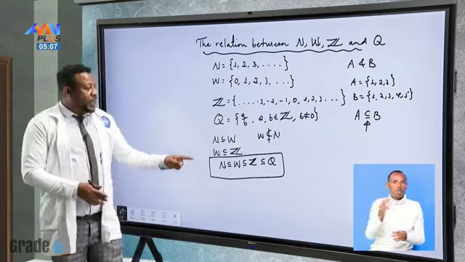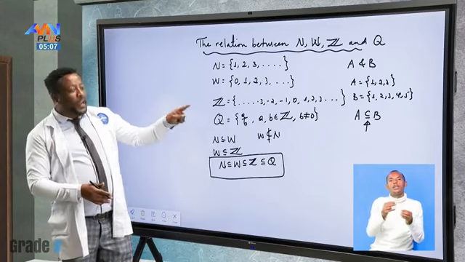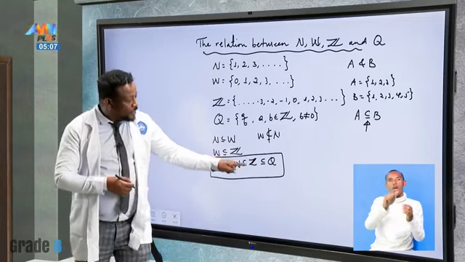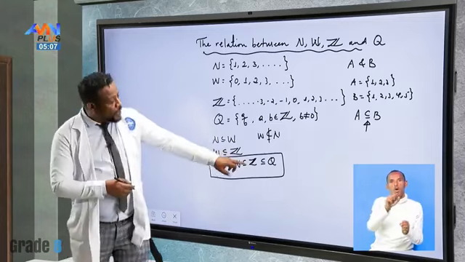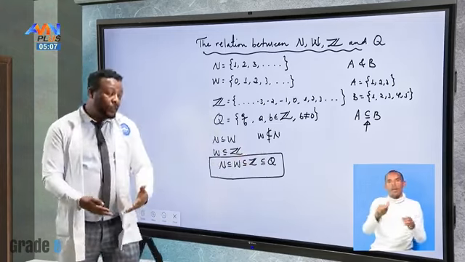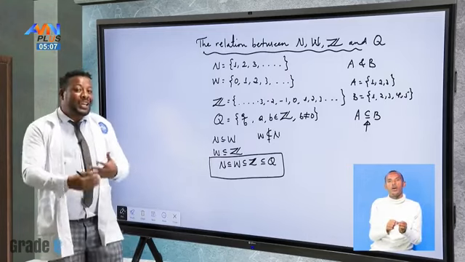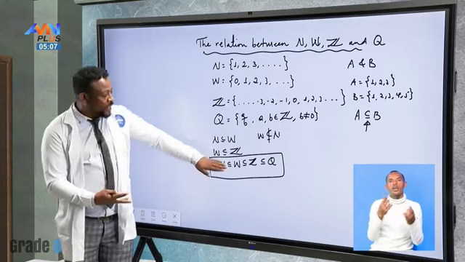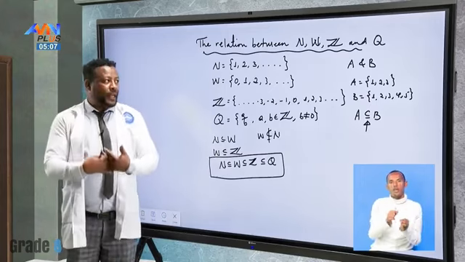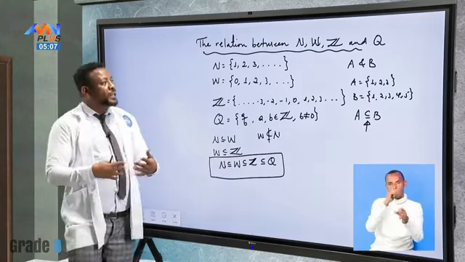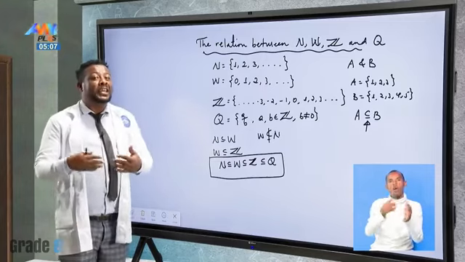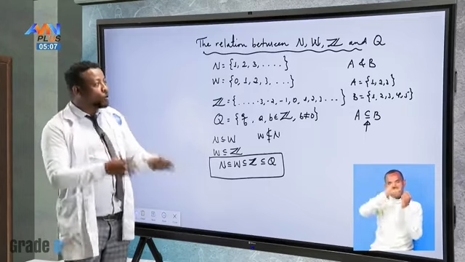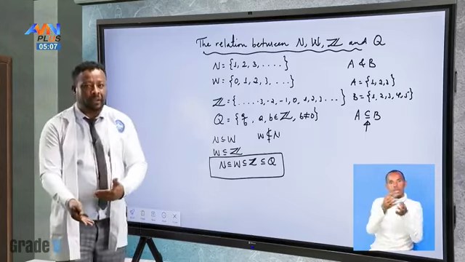Don't forget, every natural number is contained in the set of whole numbers. Every whole number is contained in the set of integers, and every integer is contained in the set of rational numbers. So rational numbers can be considered as a universal set for these 3 sets, right? Now, to make it clear, I will give you a certain example so that you will answer that question according to what I have explained here. Okay.